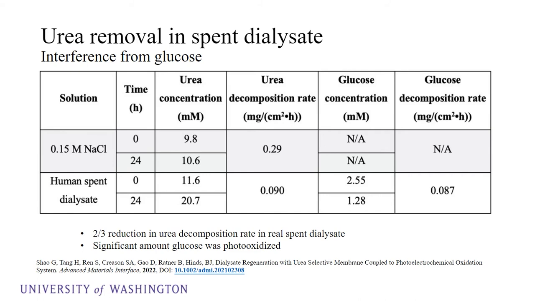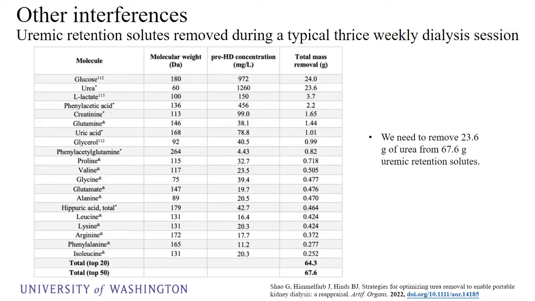And besides glucose, there are other interferences from the blood serum, and we listed all the uremic retention solutes that are removed in the typical thrice weekly dialysis session here. The uremic retention solutes means uremic toxins plus many nutrients. For example, here number 1 is the glucose, followed by urea. Then there's some amino acids here.